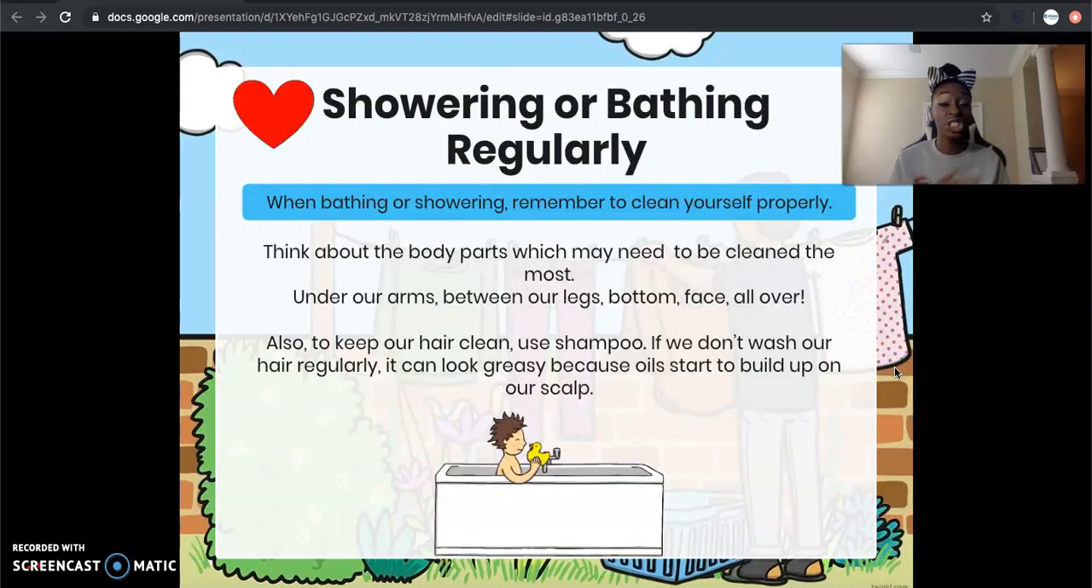So our next one is showering and bathing regularly. When bathing or showering, remember to clean yourself properly. Think about all those body parts which may need to be cleaned the most, like under our arms, between our legs, our bottom, our face, and just all over. You want to make sure you clean your whole body. Don't leave anything out. Also, to keep our hair clean, use shampoo. If we don't wash our hair regularly, it can look greasy because the oil can start to build up on our scalp.